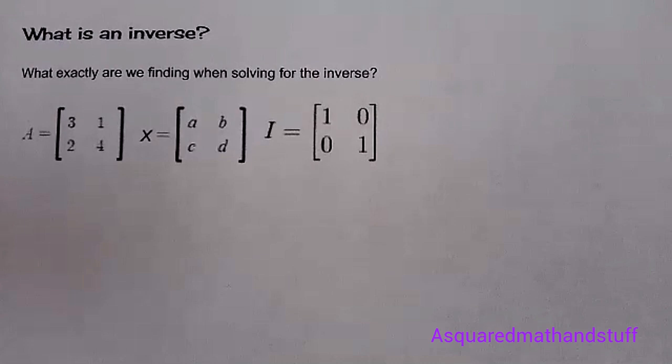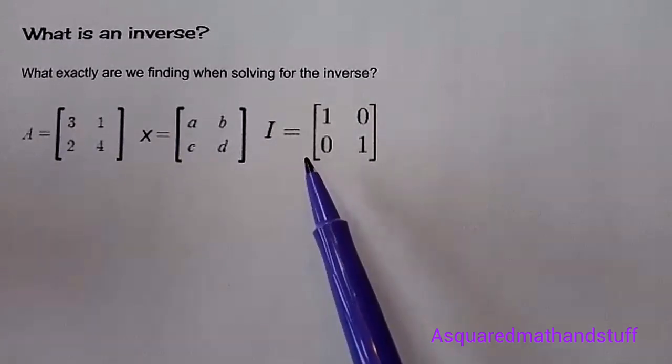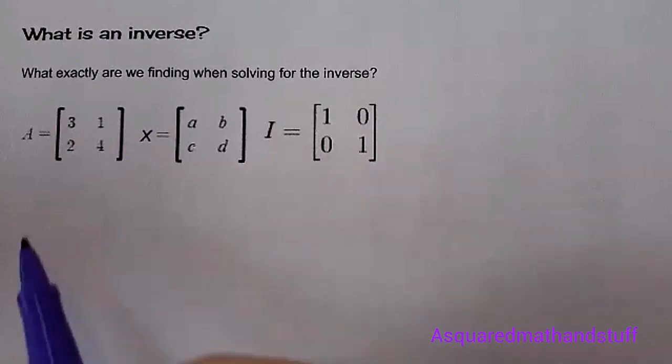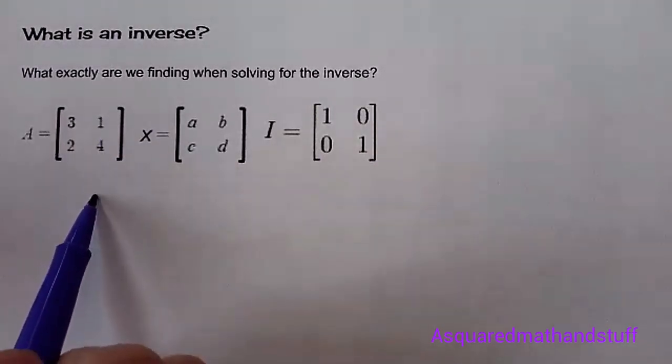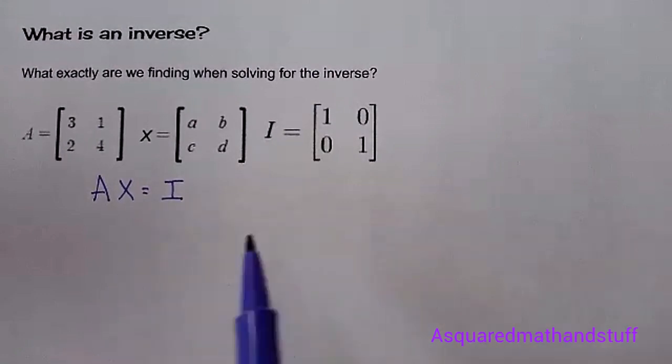And in today's lesson, we are looking at what exactly is an inverse when we're talking about matrices. I have three matrices here, matrix A, X, and I. And we are going to end up multiplying these together. So A times X is going to equal I. Well, X is our unknown right now.